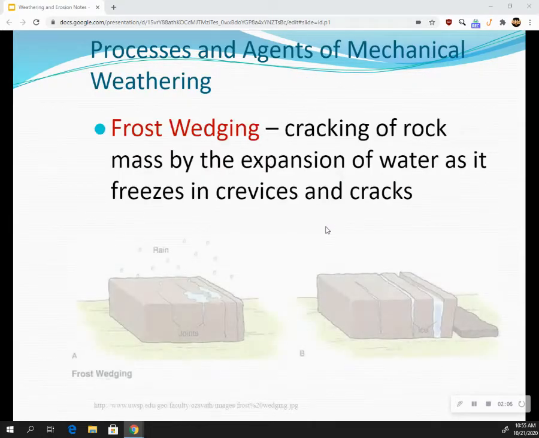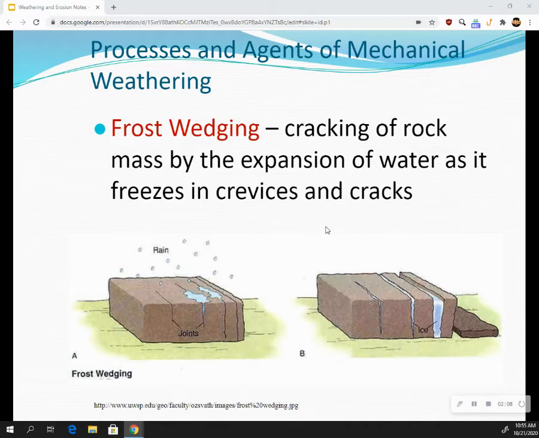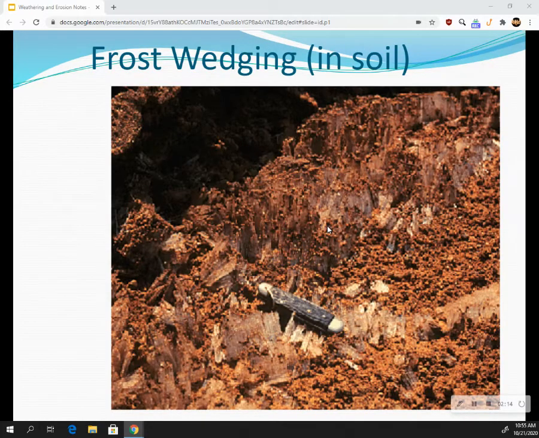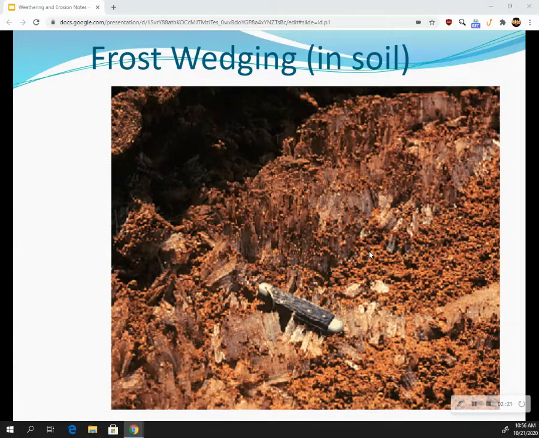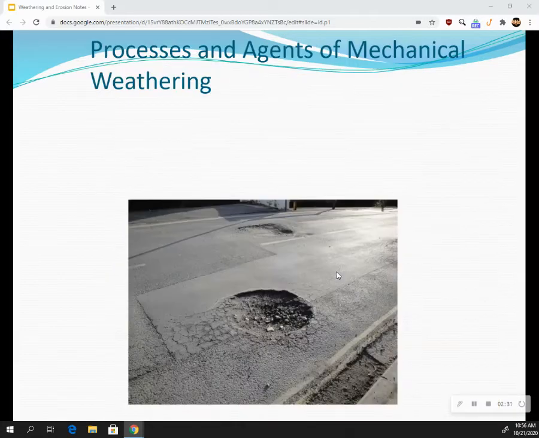Frost wedging, you take a crack, like I said, you put water in it, and as it expands, it starts to push this out. So frost wedging would be an example of this. You see how the soil is being pushed outward because of all the frost in the soil. The ice crystals are showing you how the water gets in the cracks, it freezes, and it pushes out. I'm sure you've seen this in your yard in the winter after melting snow or things like that.